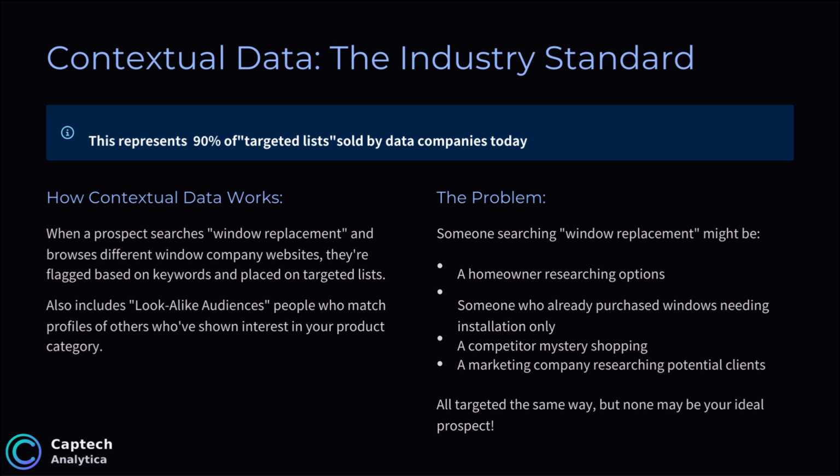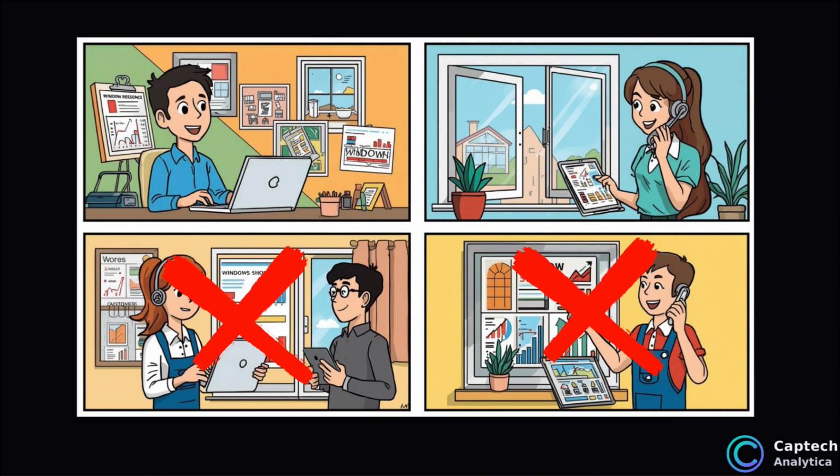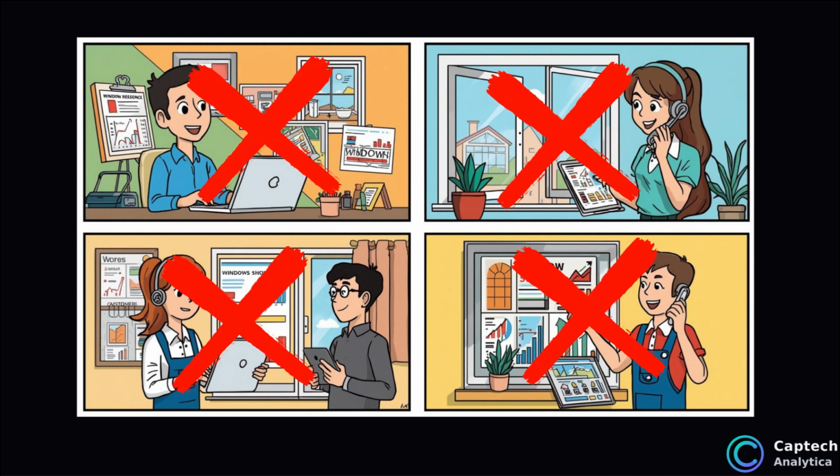Context only shows you that someone touched a keyword. It doesn't tell you why. That window replacement search could be a homeowner comparing prices, or someone who already bought windows and just needs installation. It could even be a competitor mystery shopping, or a marketing agency doing research. None of those people are ready buyers for your sales team.